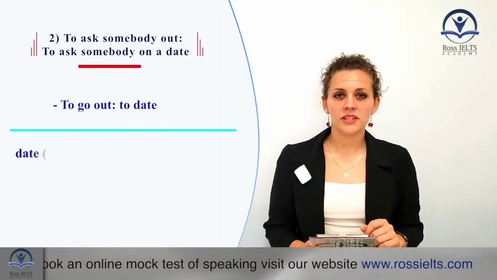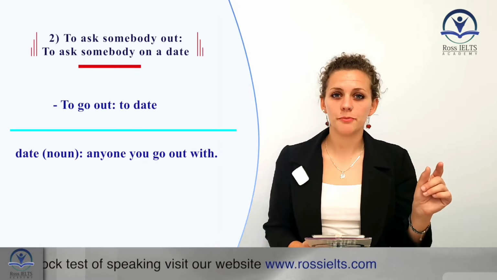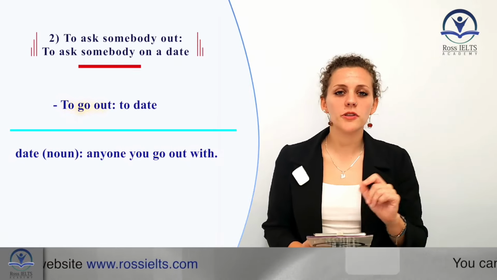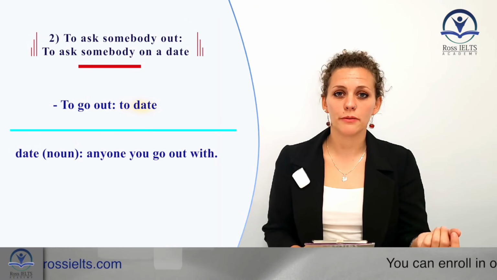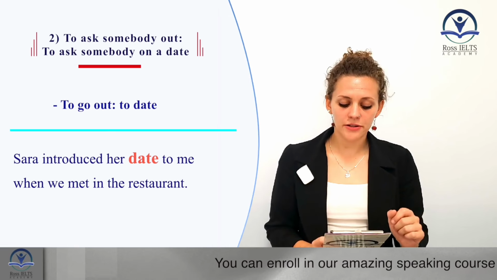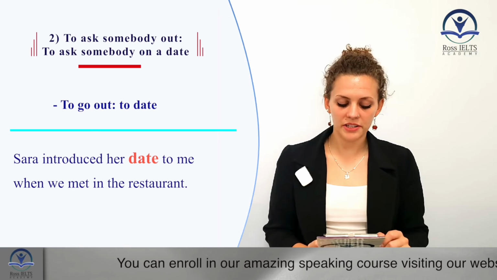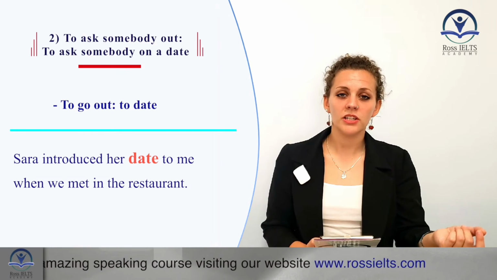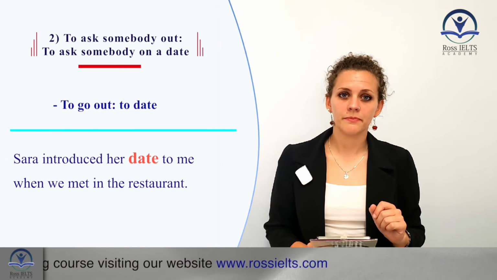Maybe you have noticed that date here is a verb, but you can use date also as a noun. And then it refers to the person you go out with. For example, Sarah introduced her date to me when we met in the restaurant. This means she introduced the person to me she was going on a date with.